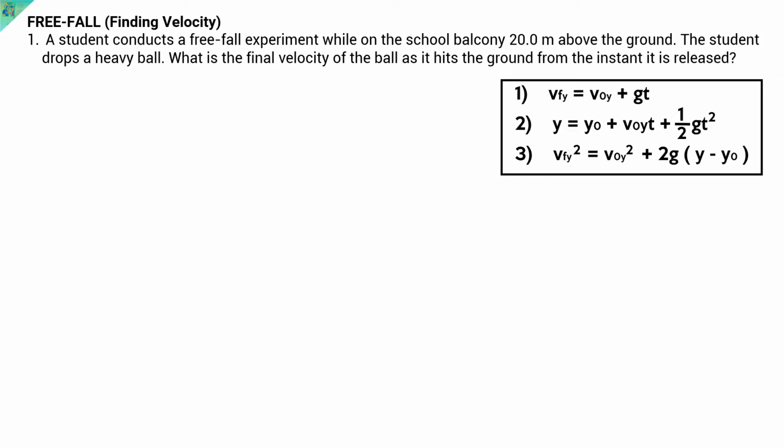Okay, so we are now given our first problem here. Free fall, finding velocity. Let's read. A student conducts a free fall experiment while on a school balcony 20 meters above the ground. The student drops a heavy ball. What is the final velocity of the ball as it hits the ground from the instant it is released?